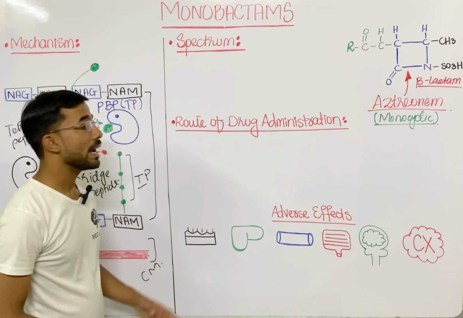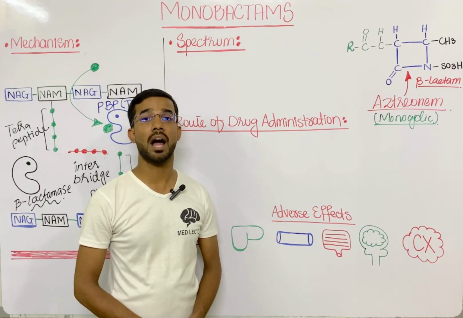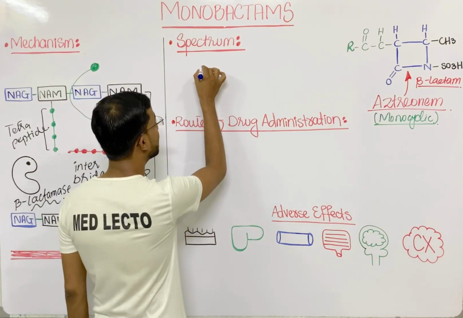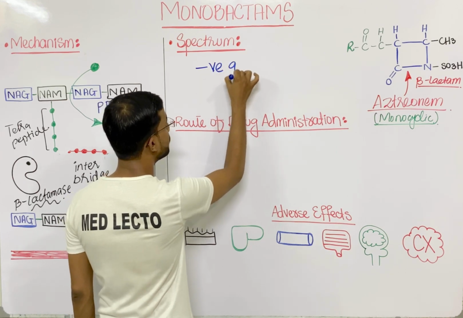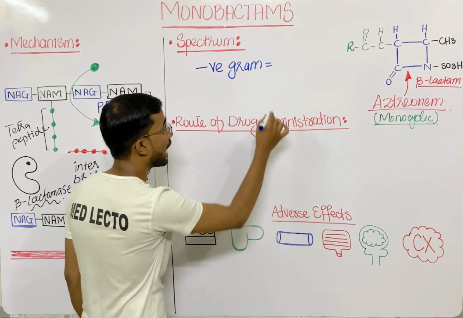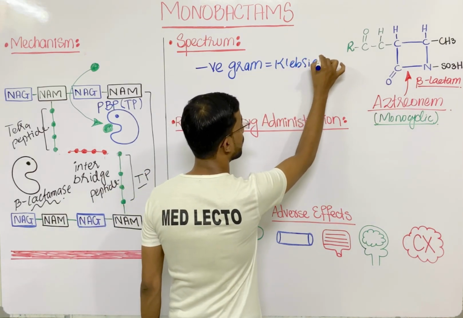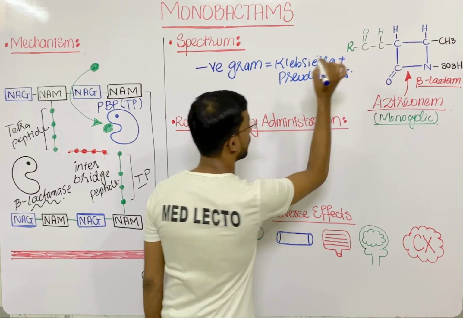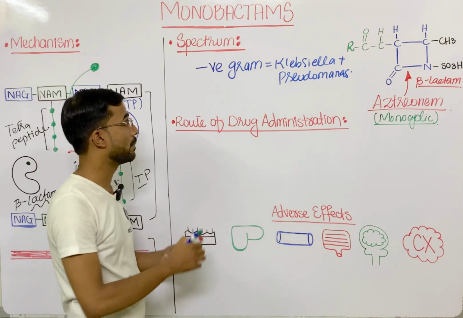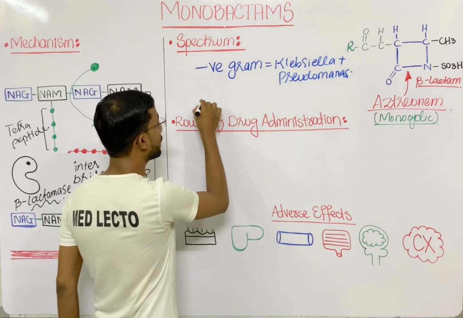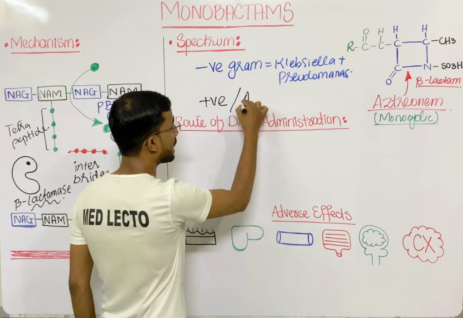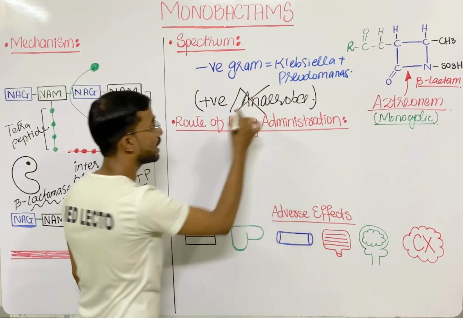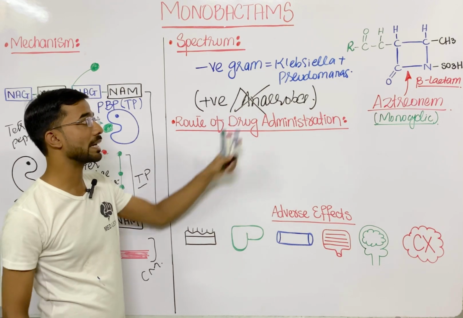So it actually gives good coverage against the gram negative bacteria. That is the important feature of the Monobactam. It will give good coverage regarding the gram negative bacteria like the Klebsiella, Pseudomonas. And it will not give good coverage for the gram positive bacteria and the anaerobes.